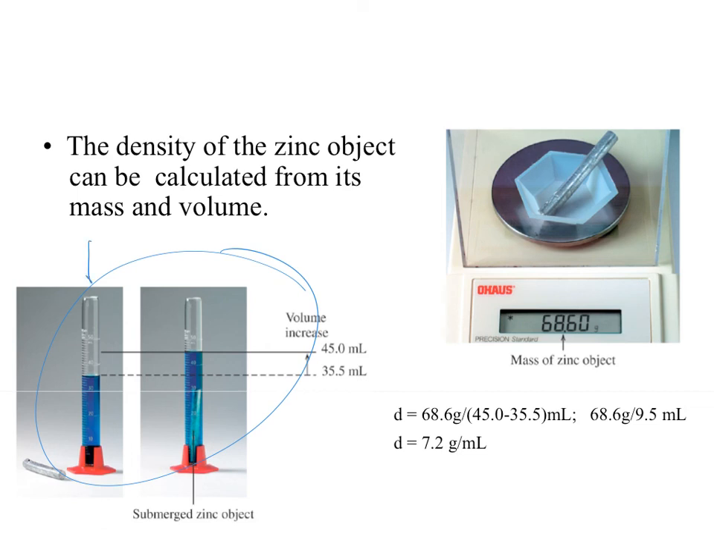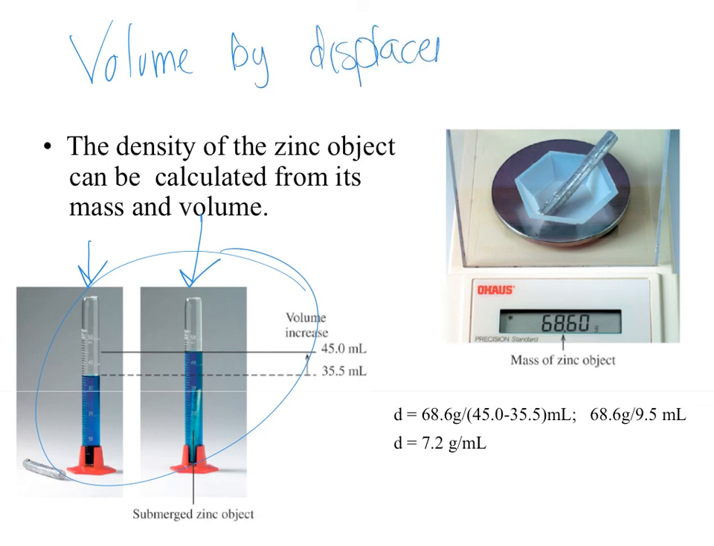Okay, nonetheless, the graduated cylinder on the left has just water in it. And like when you get into a bathtub and the volume rises, when we add this piece of zinc, the level rises. And this is called volume by displacement. And it only works for irregular shaped objects that will sink when you put them into water. Okay. So the volume of the zinc is the difference between the before and after levels on the graduated cylinder. Can you figure out what that is? 45 minus 35.5? That's 9.5. The volume of this piece of zinc is 9.5 milliliters.